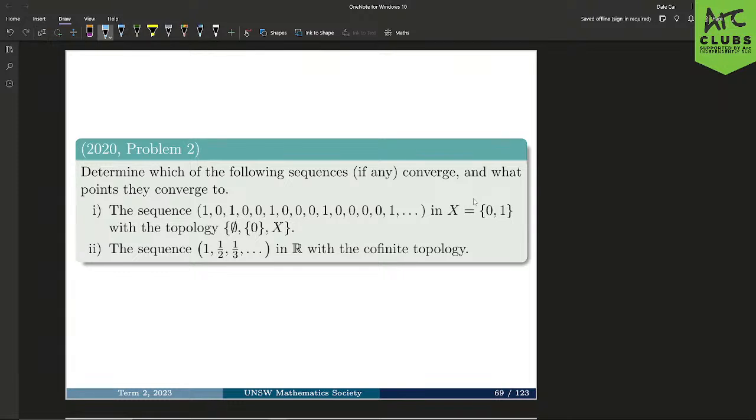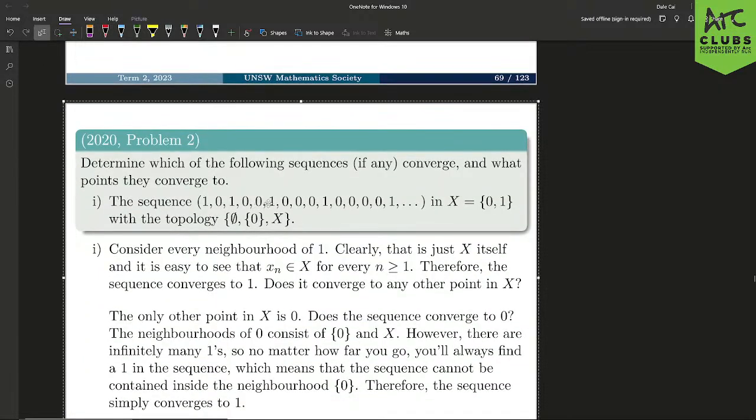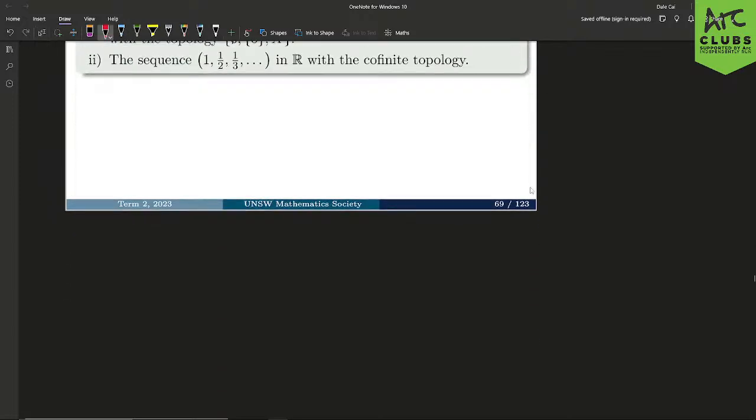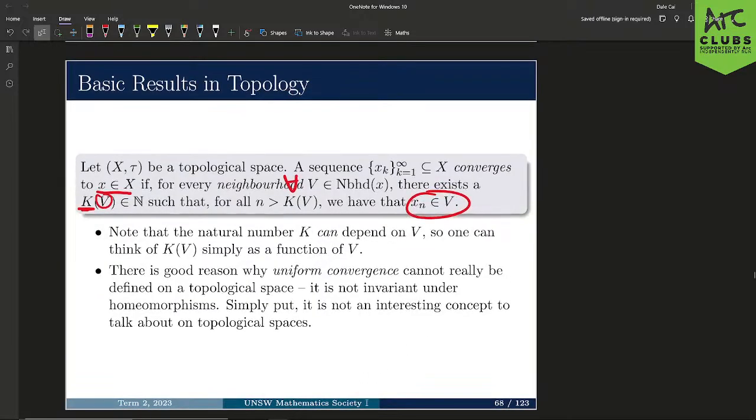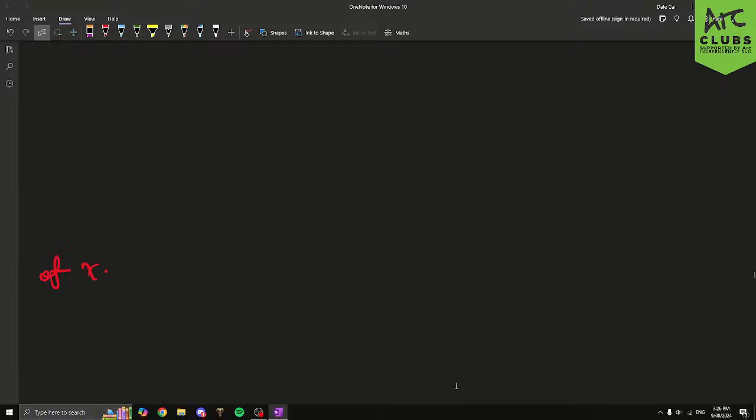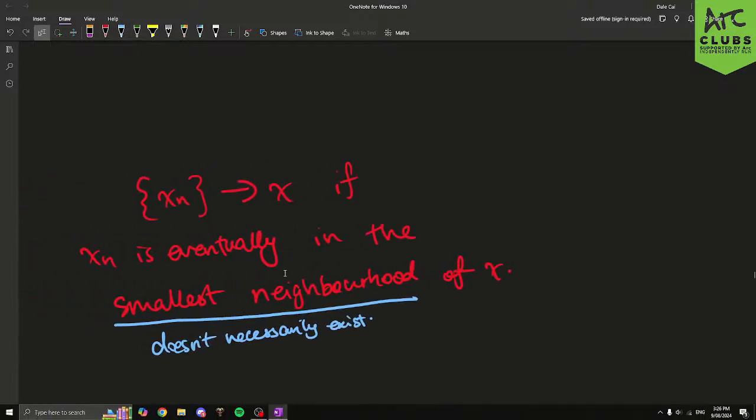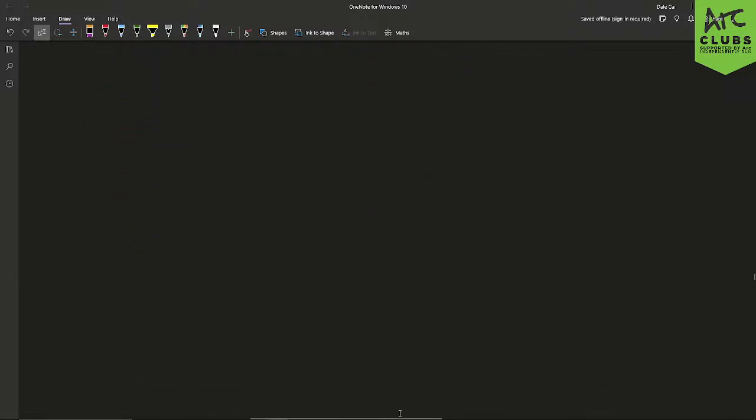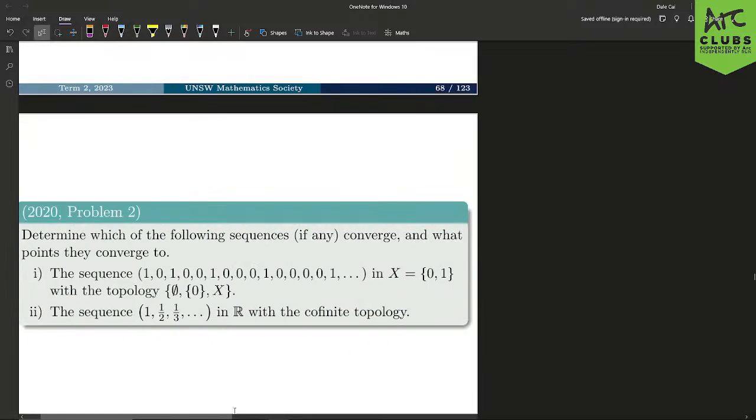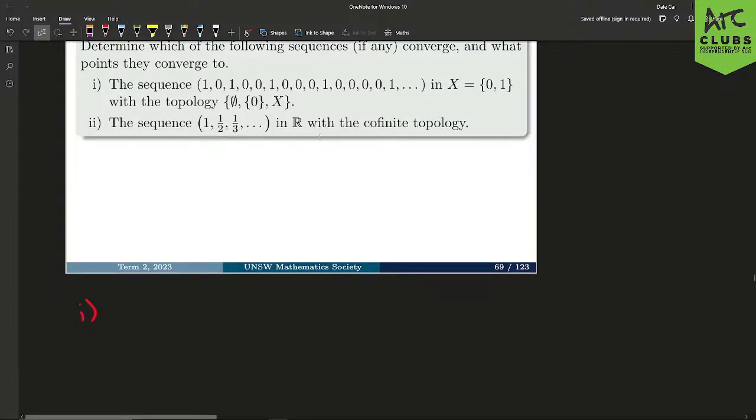Okay, hopefully you've had a think. So for 1, yeah, we can get rid of this for now. For 1, I'm going to use my intuition, and just to remind us what that was: I need to be eventually in the smallest neighborhood of x for it to converge to x. Okay, so that means if I want to converge, let's just check all the values it could converge to. Since x is just 0, 1, does it converge to 0?